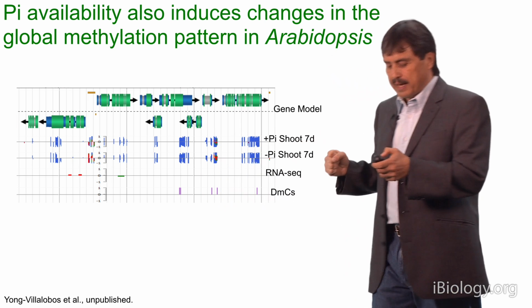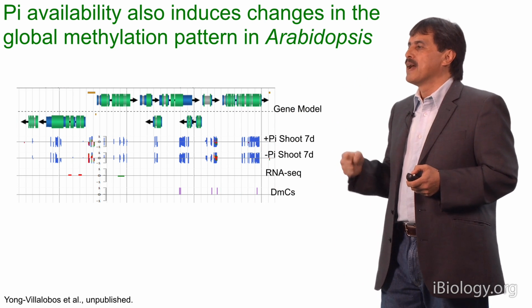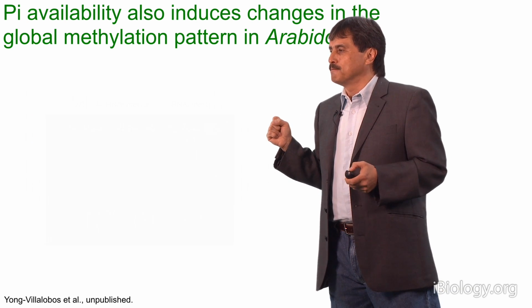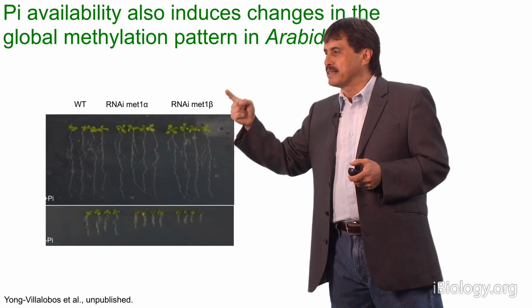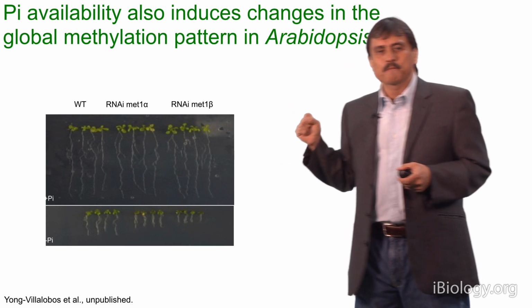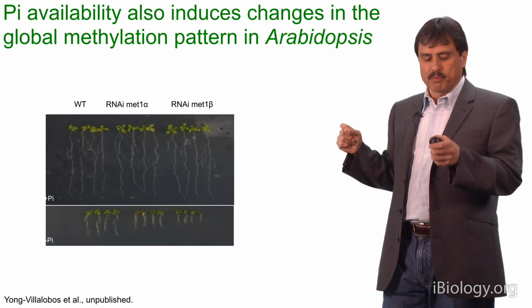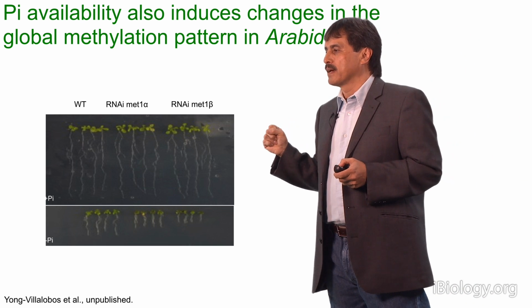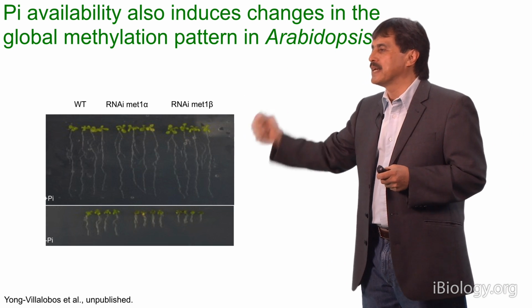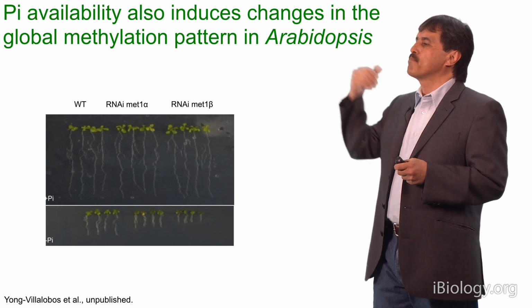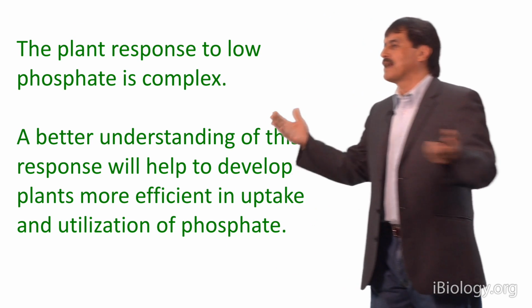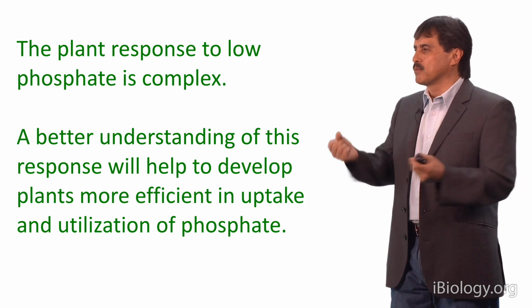We have been studying what happens when the plant is exposed to low phosphate, and we have found that there are specific changes in the methylation pattern of the plant, and that mutants affected in methylation are hypersensitive to low phosphate, suggesting that methylation also plays a very important role in the response to low phosphate. Probably we could use these epigenetics to prepare seeds to better face low phosphate conditions in agriculture. So finally, just a few words to sum up what I have been saying.